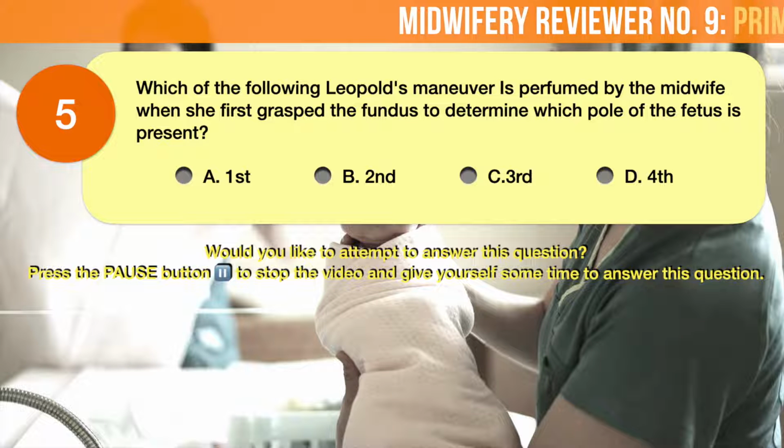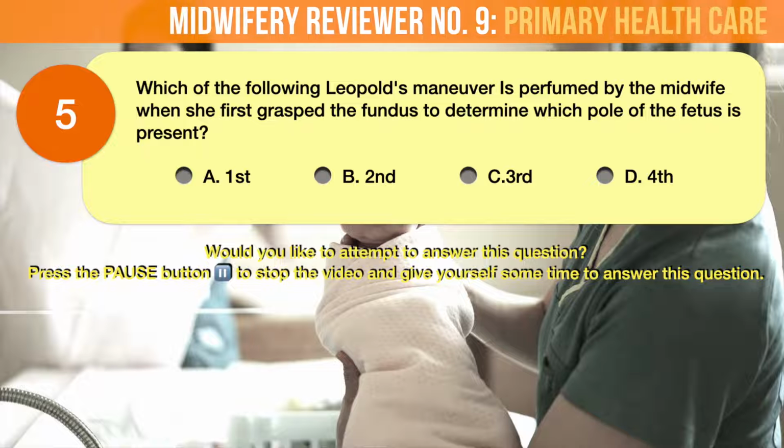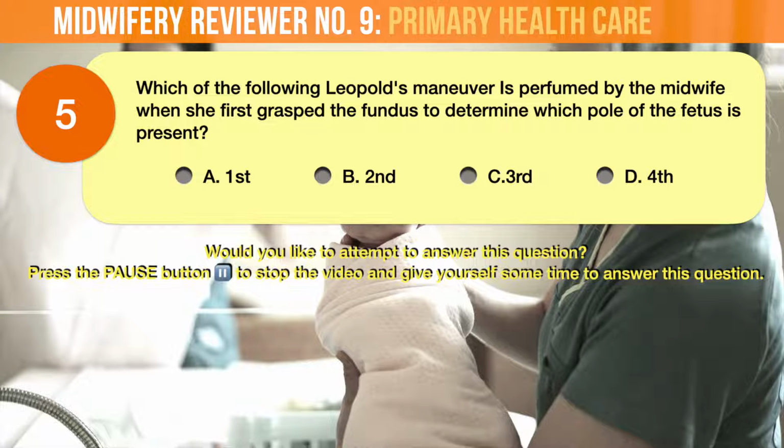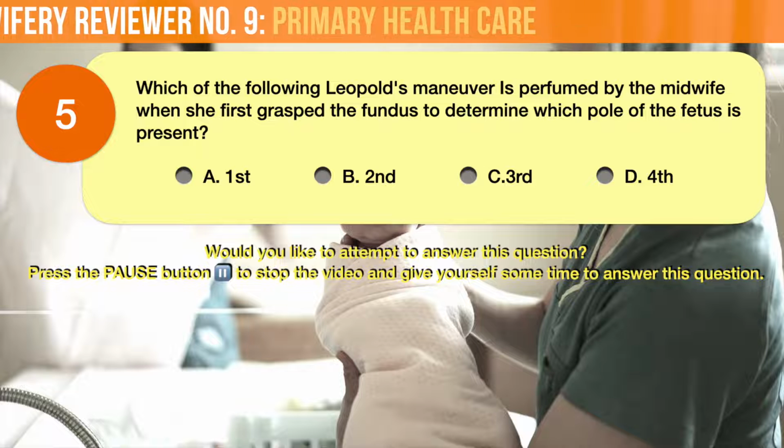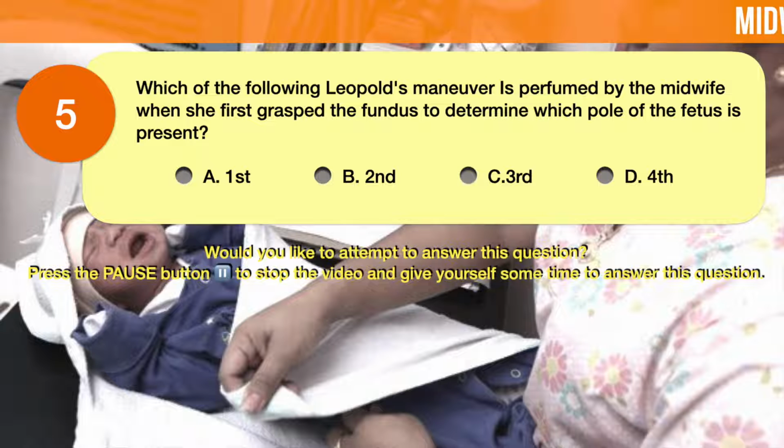Question number 5. Which of the following Leopold's maneuver is performed by the midwife when she first grasps the fundus to determine which pole of the fetus is present? A. First. B. Second. C. Third. D. Fourth.